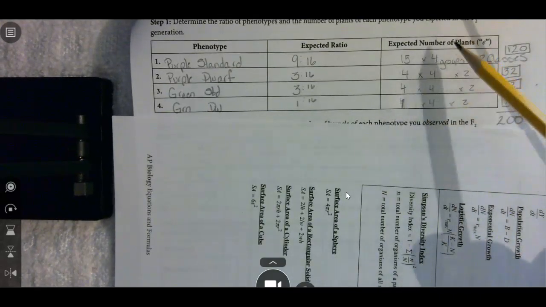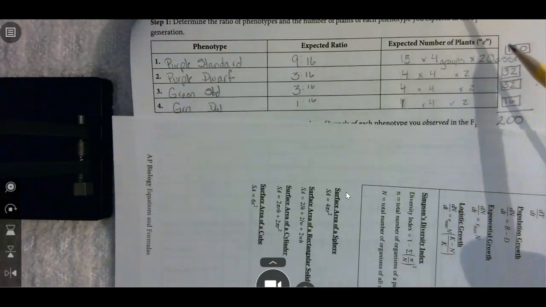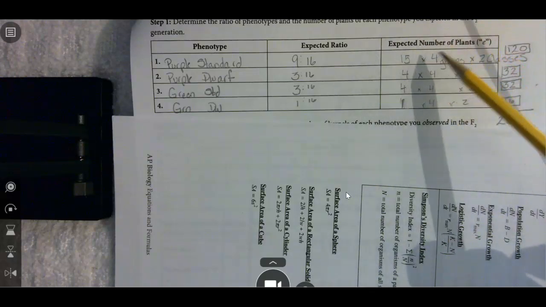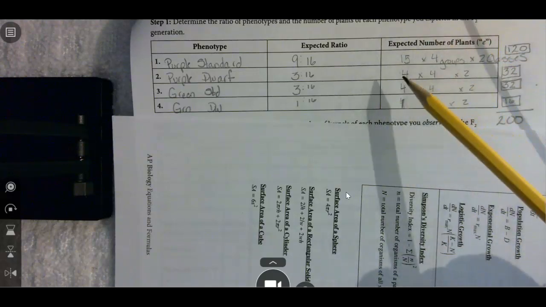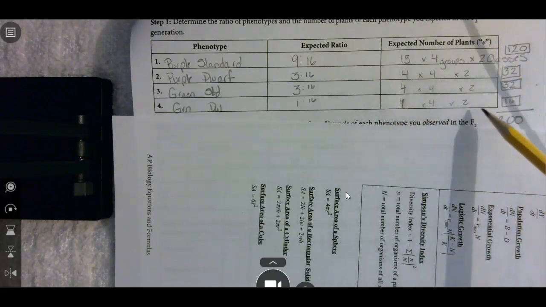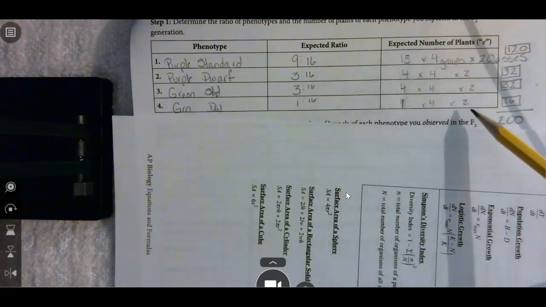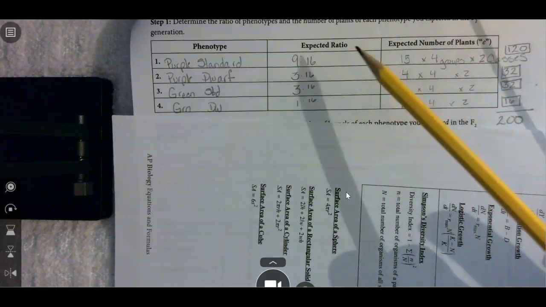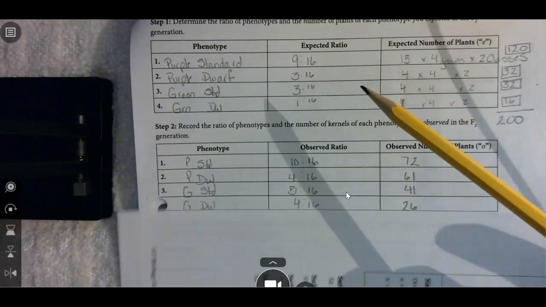What we did with these numbers is we brought it up to 200 seeds total for all of the classes, so 2 classes. 4 groups in each class, 2 classes total. So 15 times 4 times 2 was 120, 4 times 4 times 2 was 32, 32, 1 times 4 times 2 was 16. That brought us up to 200 seeds total. This was our expected outcome, what we expected to see based off of the dihybrid cross.